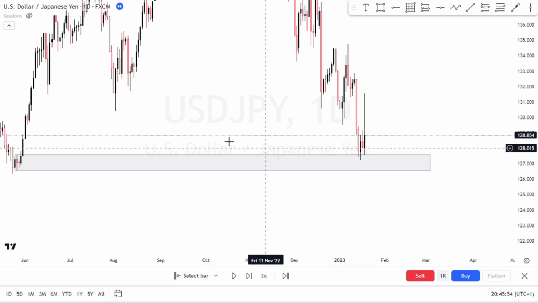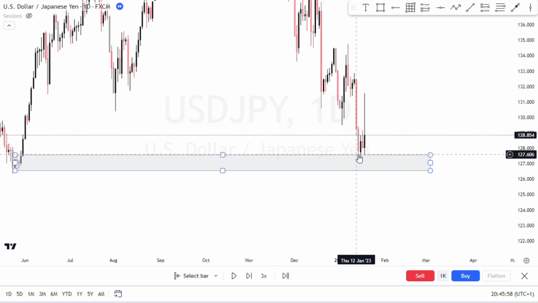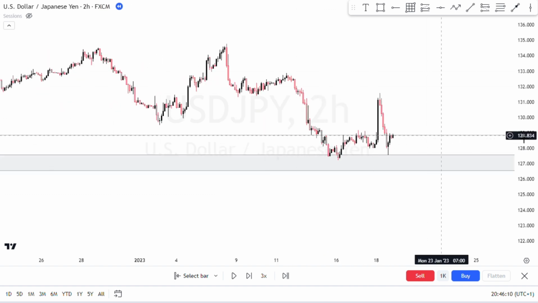So let's just go to a lower time frame because this is a daily time frame. I personally can't enter this particular trade. I have to go to a lower time frame to refine my entry because this order block is very big for me. So let's just go to the 2 hour time frame right now. On the 2 hour time frame, let me try to reduce our order block.